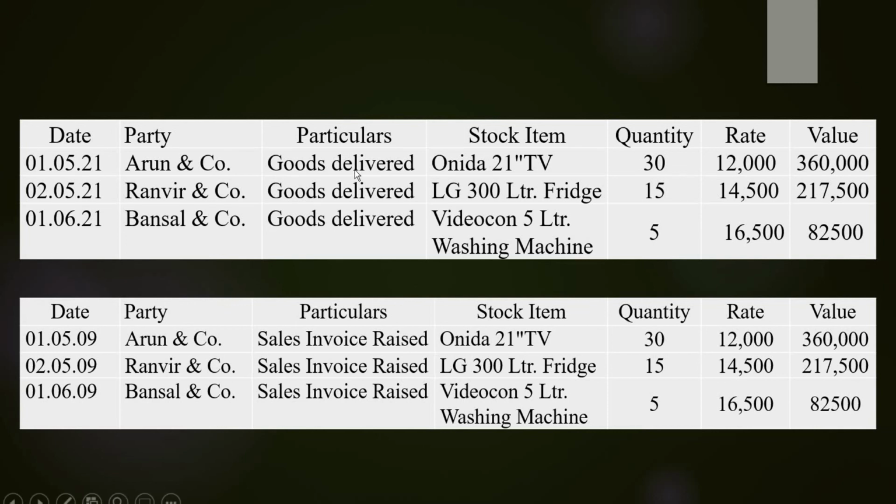After delivering the goods to the customer's location, later the entry has to be passed in sales voucher invoice. And here comes the 1st of May, Arun and Company. Sales entry has to be passed. Name of the item, quantity is 30, rate is 12,000. Right? Here there was a change in the year that has been changed. Okay. 1st of May 2021. Okay. Let's see this particular recording in sales voucher invoice.